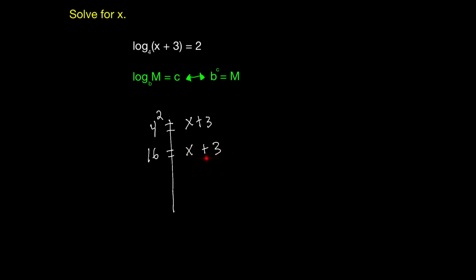So I'm going to isolate x by getting rid of the positive 3 by doing the inverse operation, which is subtract 3. On the right, the 3's cancel out. I isolate x, and on the left hand side, 16 minus 3 gives me a total of 13.